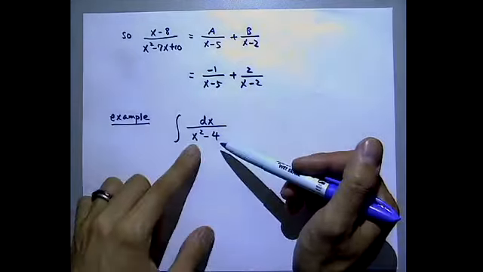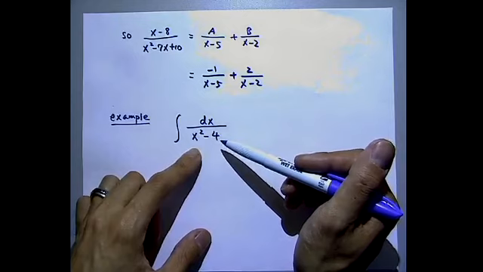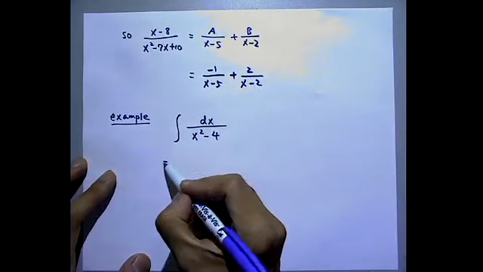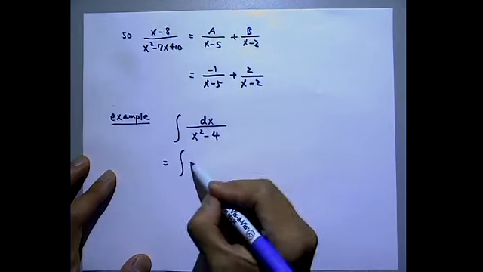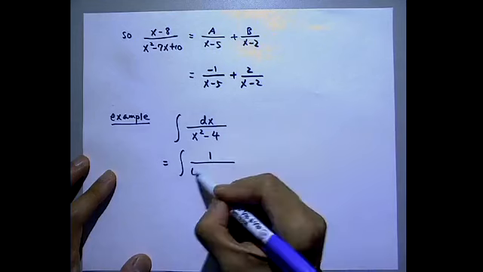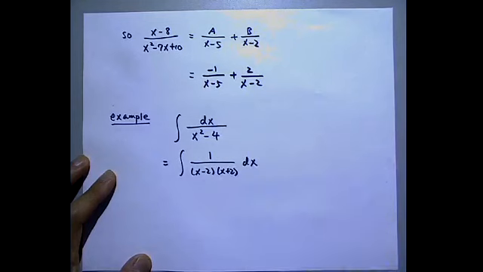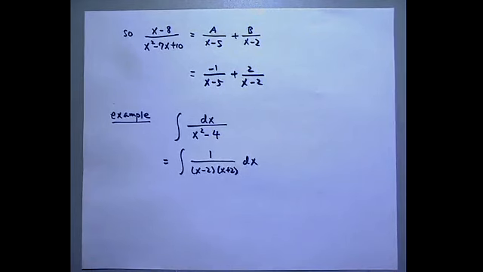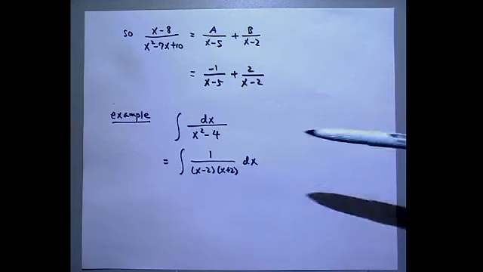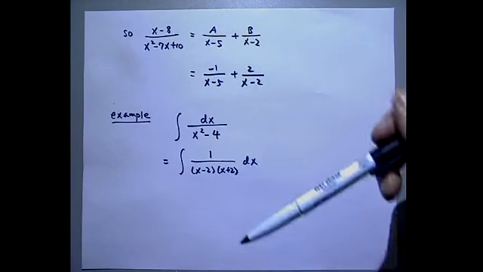When you look at this thing here, first, always check if you could factor the quadratic down here. And it's a difference of squares, so we can factor that. So this is equivalent to 1 over x minus 2 times x plus 2 times dx. Okay, now we're going to expand this thing, 1 over x minus 2 over x plus 2, and then we'll come back to the integration.